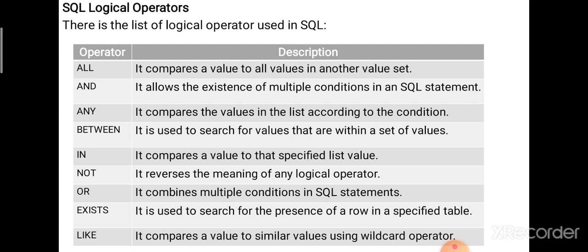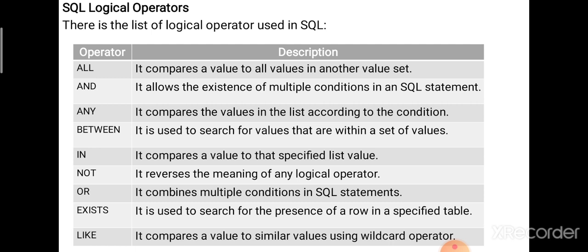Next operator is SQL logical operators. Okay, here we can see some of the different logical operators. In the first one, ALL. What it is going to do is compare a value to all values in another value set. Okay, that is the action of the ALL operator. And next operator is AND. It allows the existence of multiple conditions in an SQL statement. It is actually the normal AND logical operator performance.